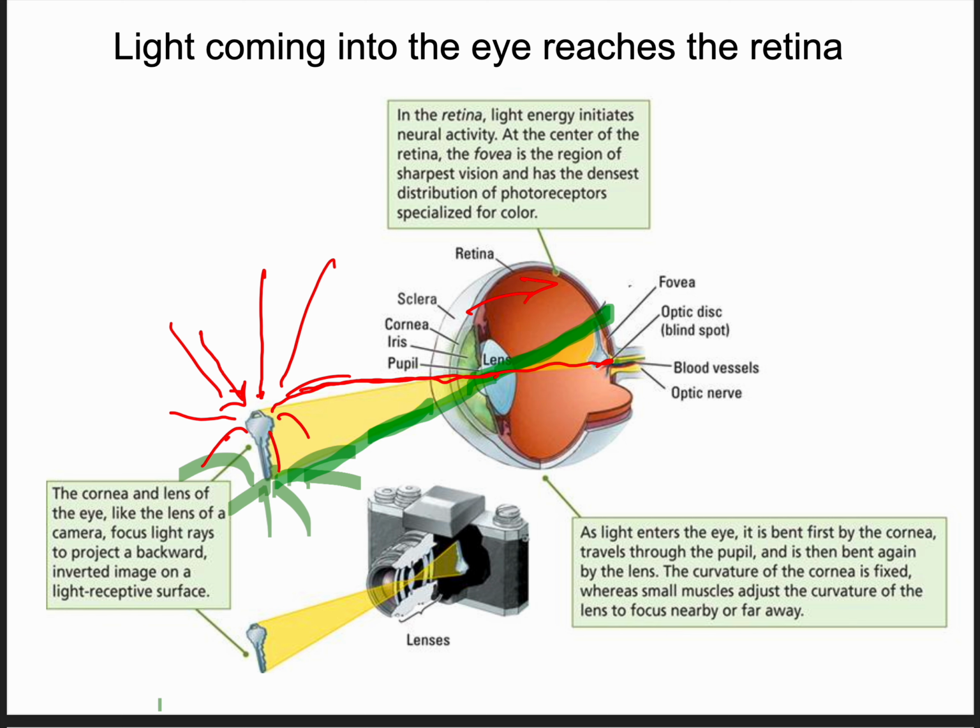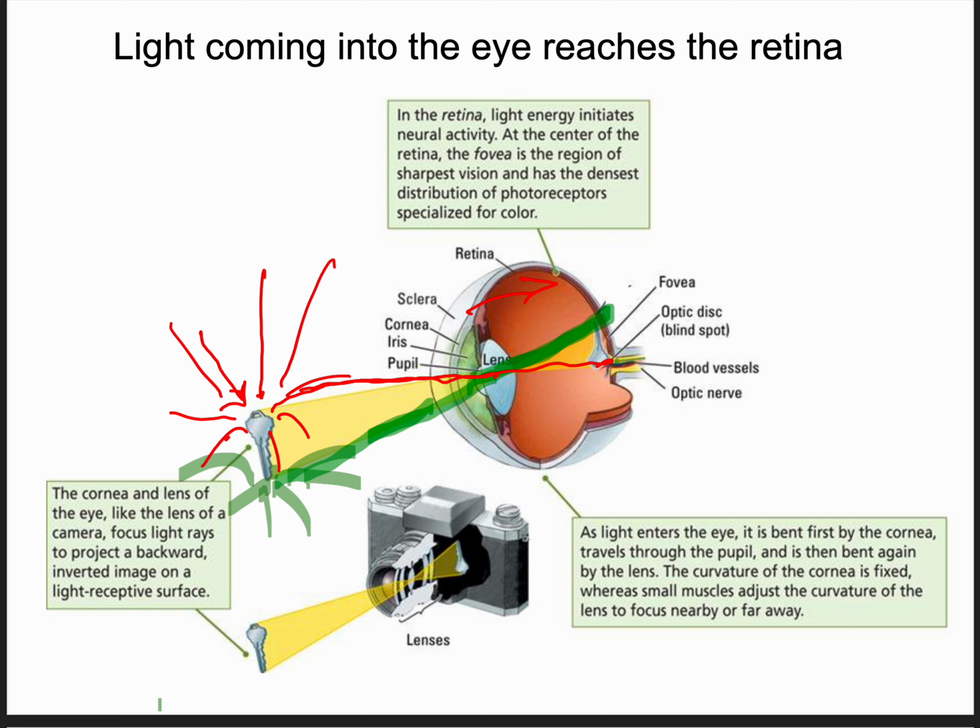Retina, sclera, cornea, iris, pupil, lens, fovea, optic disc, blind spot, blood vessels, optic nerve. As light enters the eye, it is bent first by the cornea, travels through the pupil, and is then bent again by the lens. The curvature of the cornea is fixed, whereas small muscles adjust the curvature of the lens to focus nearby or far away.